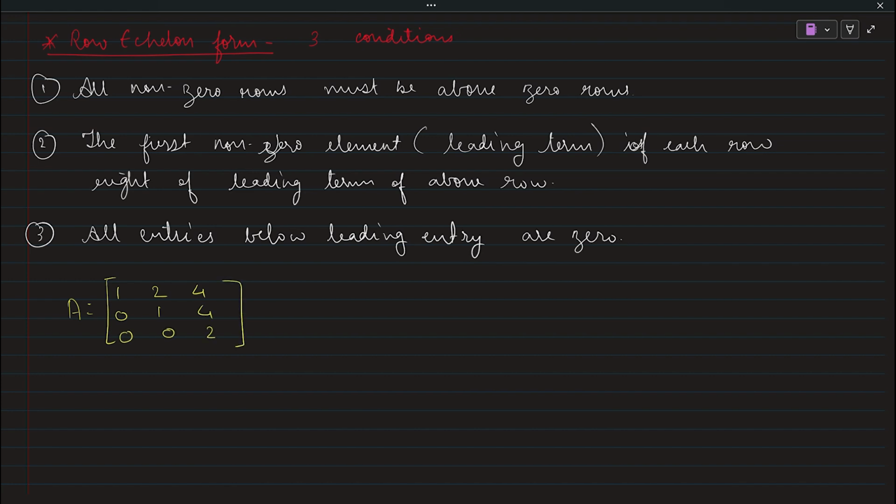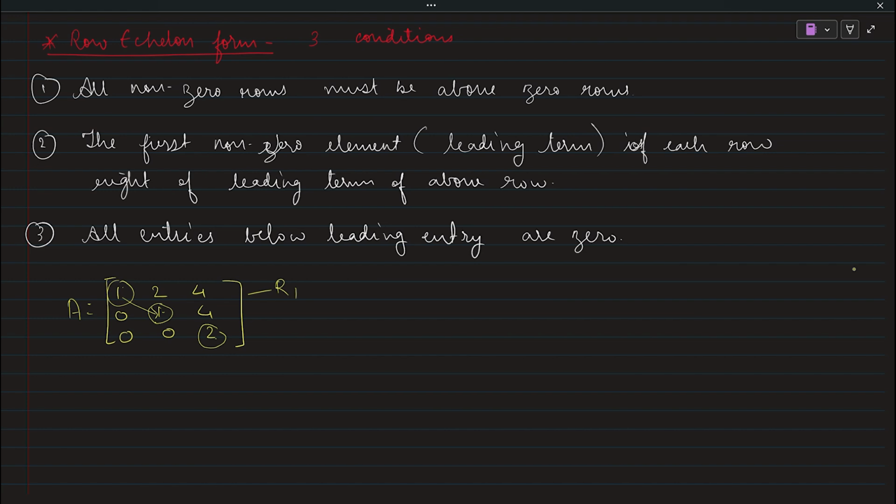Here, let's check our first condition. All non-zero rows are above zero rows. Okay, the first condition is satisfied. Now let's check the second condition. The leading terms, that is the first non-zero entry. Like here in R1, our leading term is 1. For R2, our leading term is this one. And for R3, our leading term is this 2. So let's check whether they are to the right side of the leading term of the row above. This one is to the right side of the leading term of the row above. Here 2 is to the right side of this one. Means second condition is also satisfied.